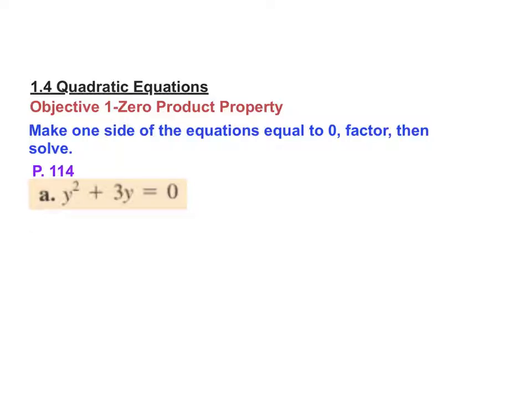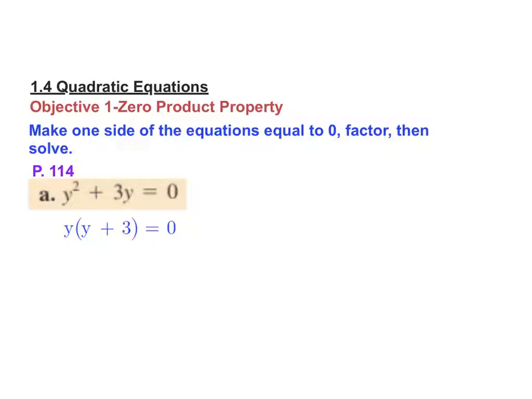So this is on page 114, but it's pretty simple. You should be able to write that down. Y squared plus 3y equals 0. Now fortunately in this case, they made one side equal to 0 already. So all I have to do is factor. So how would I factor y squared plus 3y? Okay, so I'm going to factor out the greatest common factor, which is y. So I get y times y plus 3.